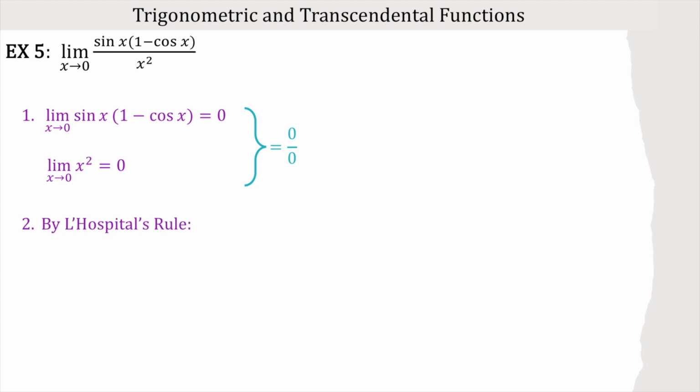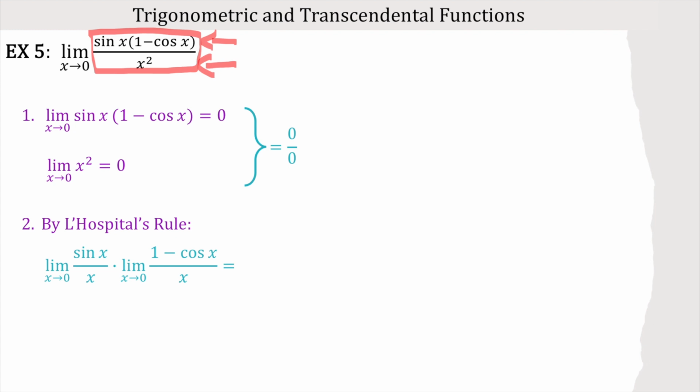Okay, bring in L'Hopital. Now, if you'd like to take the derivative of the top and the derivative of the bottom, you're more than welcome to do that. I want to show you just a different approach to this. I'm going to break up this original problem into two functions being multiplied together. And I can do that with the properties of limits. And it's just easier to take the derivative of the top and the derivative of the bottom of those separately.